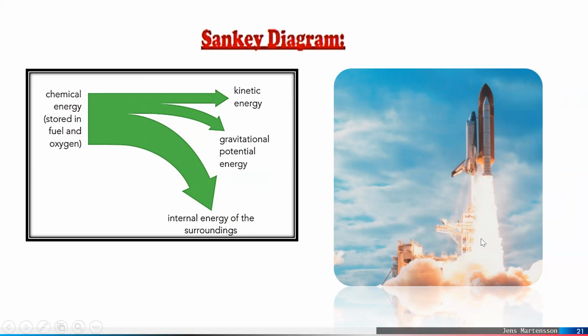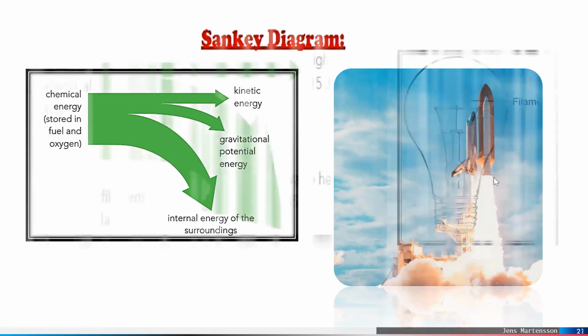Okay, so the chemical potential energy which is stored inside the fuel is now transferred as kinetic energy, which is the useful energy, because the useful energy for the rocket is the kinetic energy. And of course, some gravitational potential energy and a lot of internal energy or thermal energy go to the surrounding as wasted energy. To consider any vehicle as a more efficient vehicle, you should have more useful energy than wasted energy.